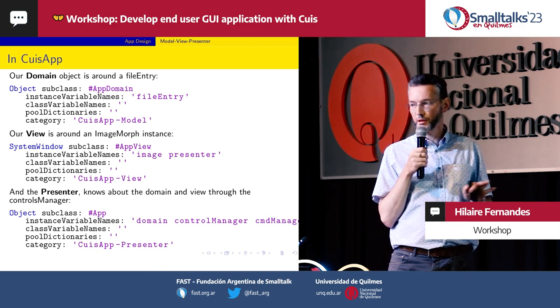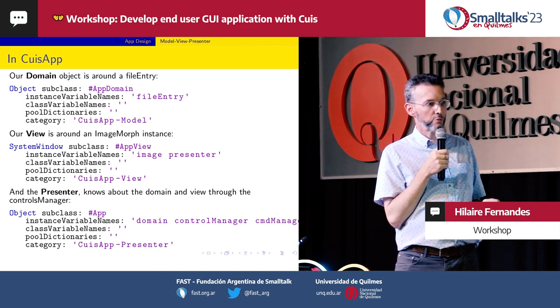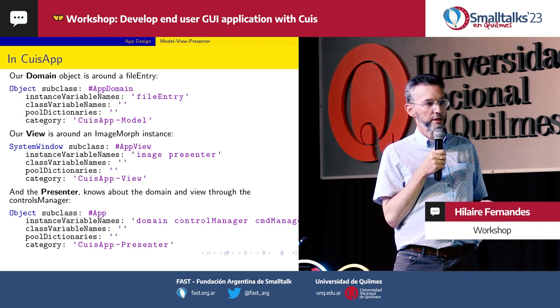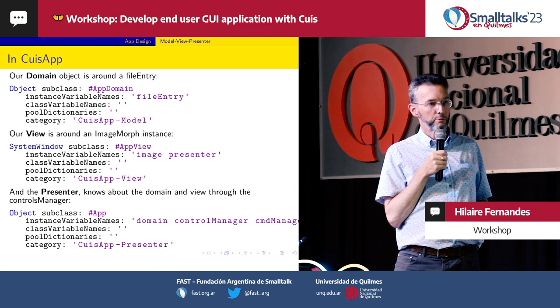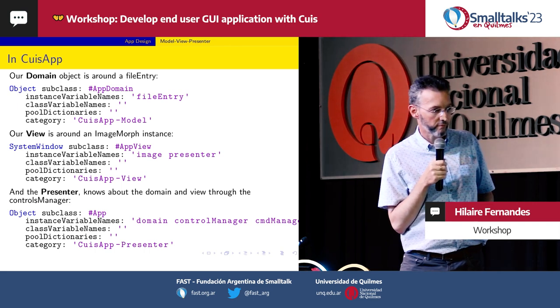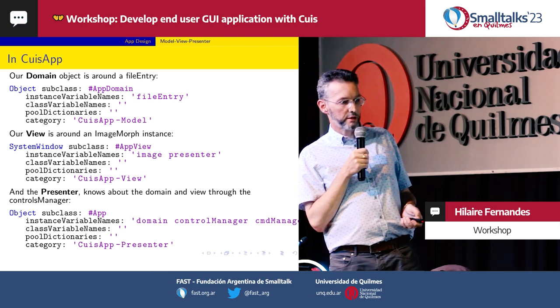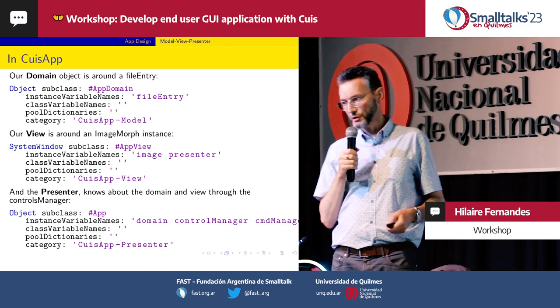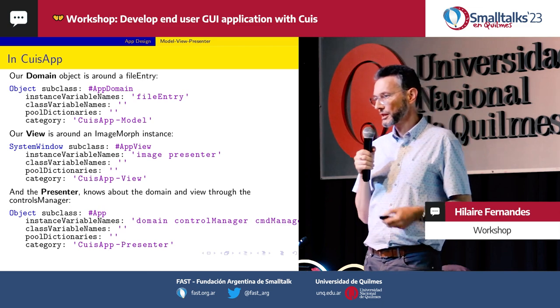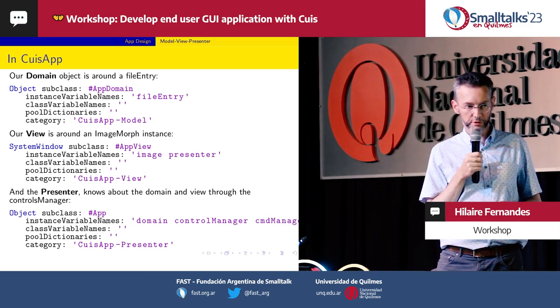So the domain is in the table. Then we have the view, which is a system window, so it knows about the presenter or the image. The image is not the subject, it's something else that we see. Then finally, the presenter. I did not call it presenter, I just call it app, because I say this is the entry point of the application.